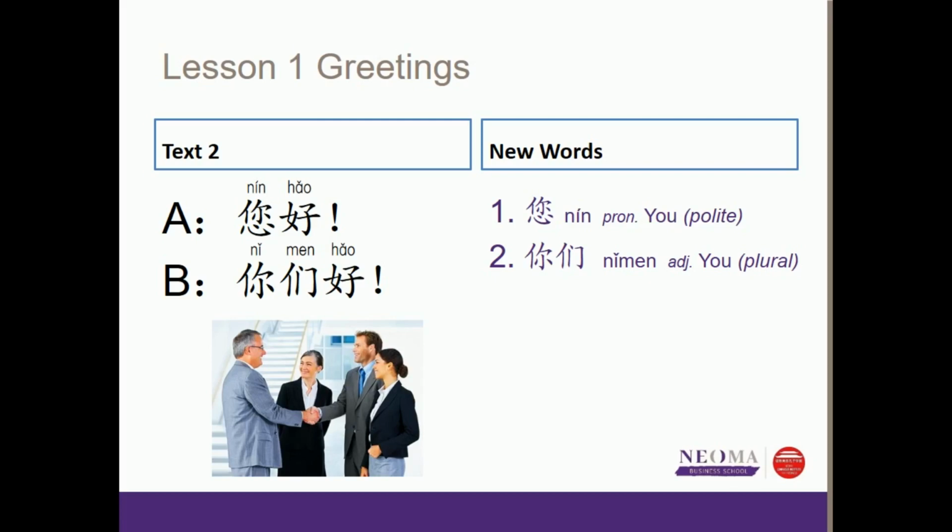Well, look at the picture. There are two young people meeting older people for the first time, and they say 您好, 您好, in a respectful way. And this person can reply with 你们好, 你们好. Very good. Did you learn it? Okay, let's continue.